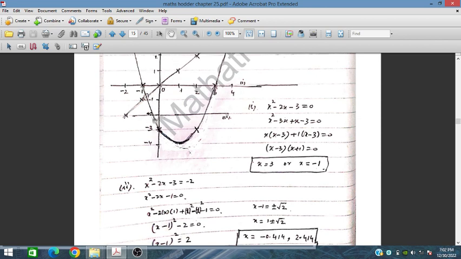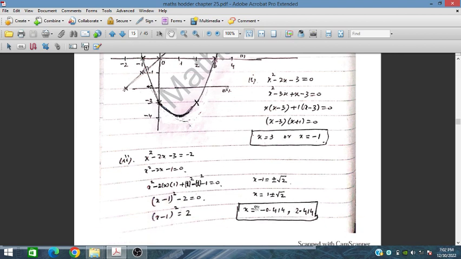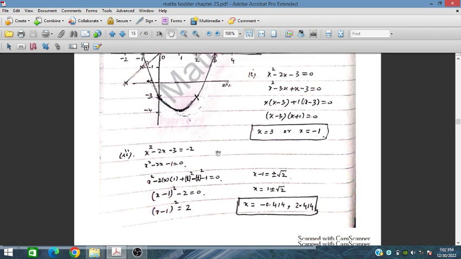So this value here we have is minus 0.414, and this point is 2.414. So in the second part, where the equation is equivalent to minus 2, this y is equal to minus 2, and this line is intersecting with this parabola here and here. So we have these two solutions for the second part.